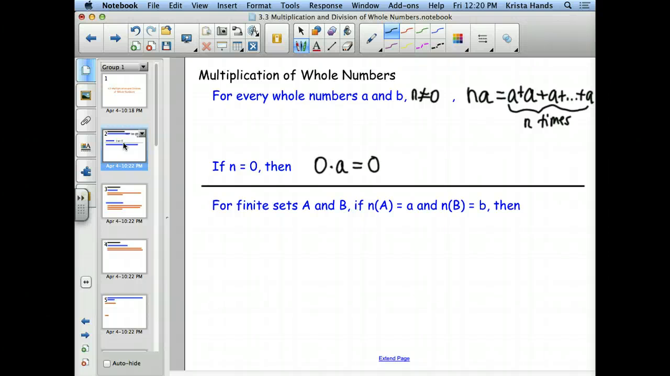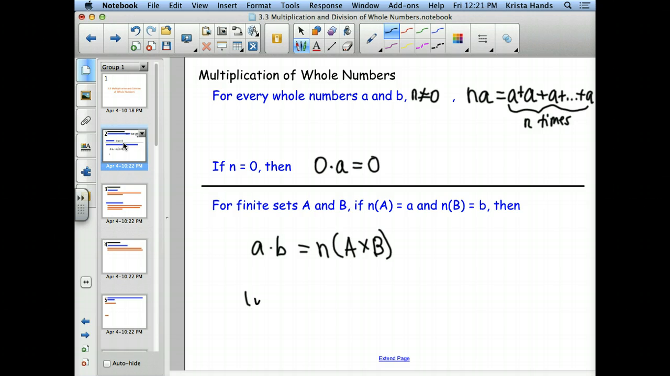So if we have n of A equals a, do you remember what this notation means, n of A? It's a cardinal number. It means the number of items. So we have a items in set A, and we have b items in set B. Okay? So if we have that set described, then when we talk about a times b, what we're actually talking about is the cardinality of the Cartesian product, which we encountered before. We've seen this definition before, but in a slightly different context.